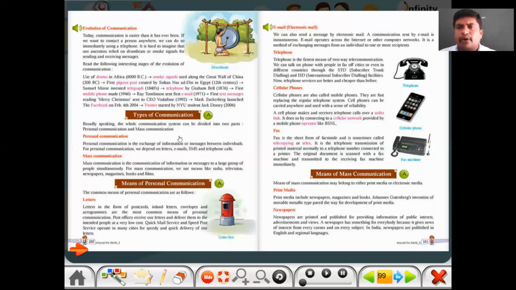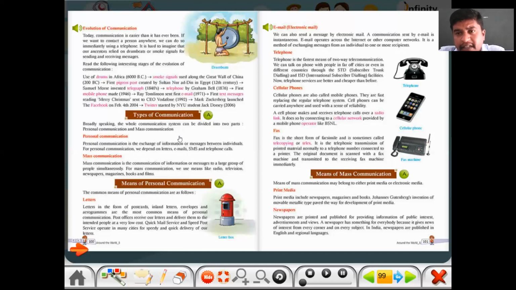Now, very important, dear students, the telephone. Graham Bell invented the telephone, and this is also a quick means of communication. The telephone is faster than any other means of communication. There are two ways of telecommunications. We can talk on the phone with people in far off cities. Right from America to India, you can speak, even in different countries through STD.